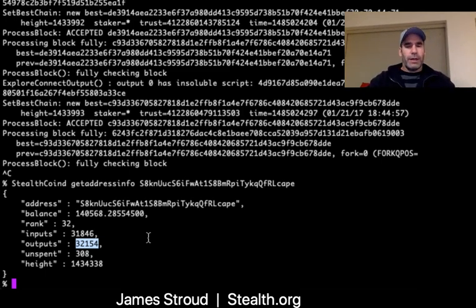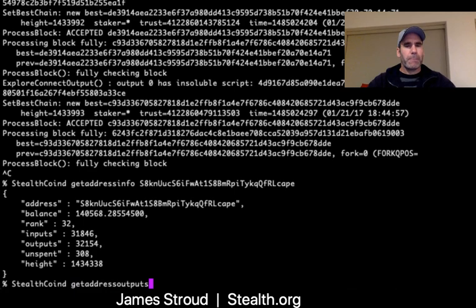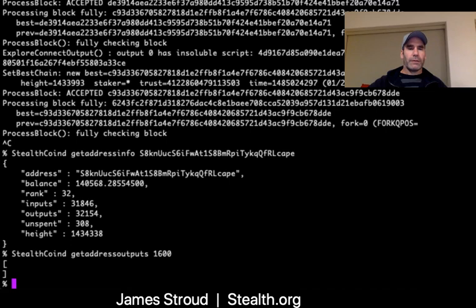So let's see what happens. One thing about these is I don't know if this is going to be good or bad, if this is going to be faster to get 1,500 transactions or 1,600. So the command is get address outputs, and I even added more information. Yes, I added more information per output in this one than I did last week. And I'm going to do 1,600. Y'all ready?